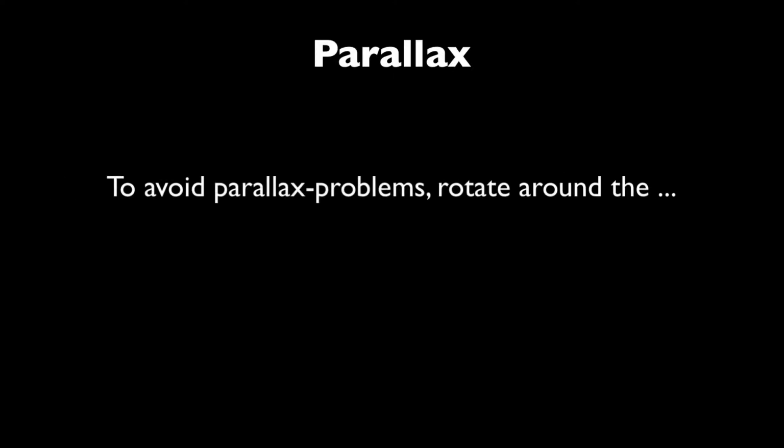So how do you get rid of it? Well, that's by rotating not around the body of your camera, but around the lens, in particular a specific point in the lens, referred to as the no parallax point, or sometimes the nodal point. So look at this demonstration here.